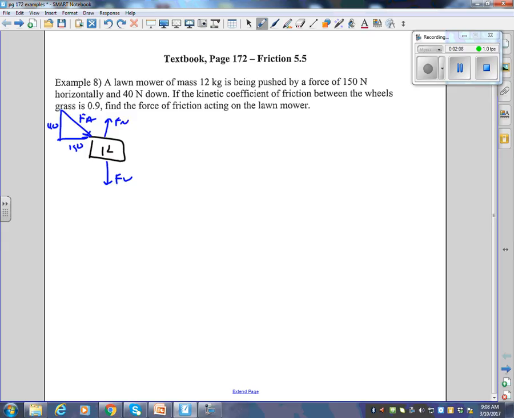Now the 40 newtons, the y component of the applied force, is going to affect that normal force, right? But the one thing that's missing is how fast is this thing moving? Is it at a constant speed? Like when you push a lawnmower, do you start at one side of the lawn and then accelerate to the other end of the lawn? I've never seen you do that, Pat.